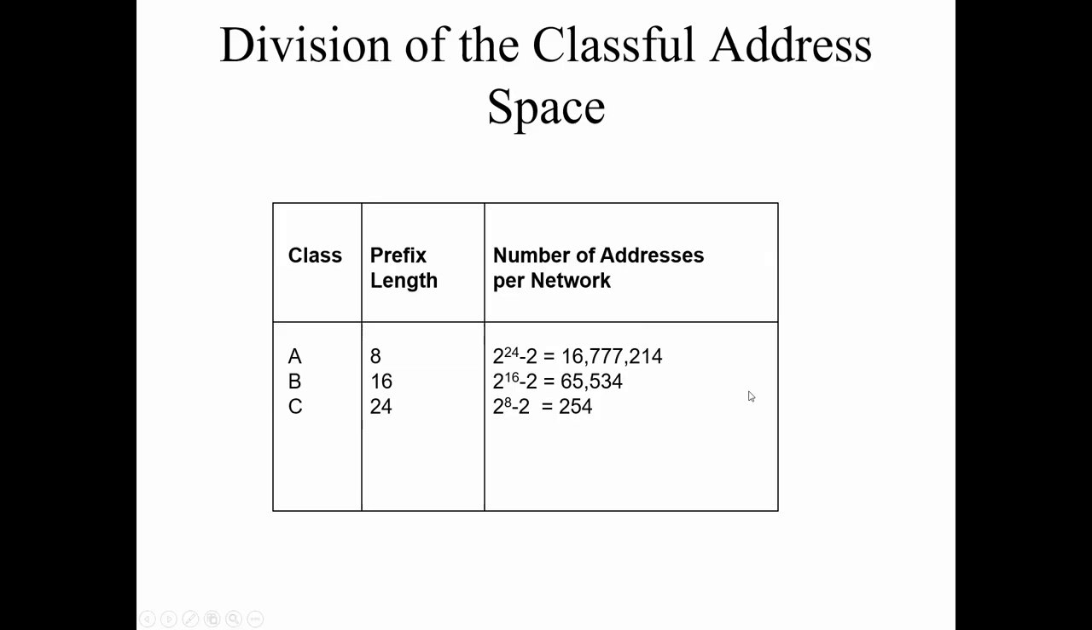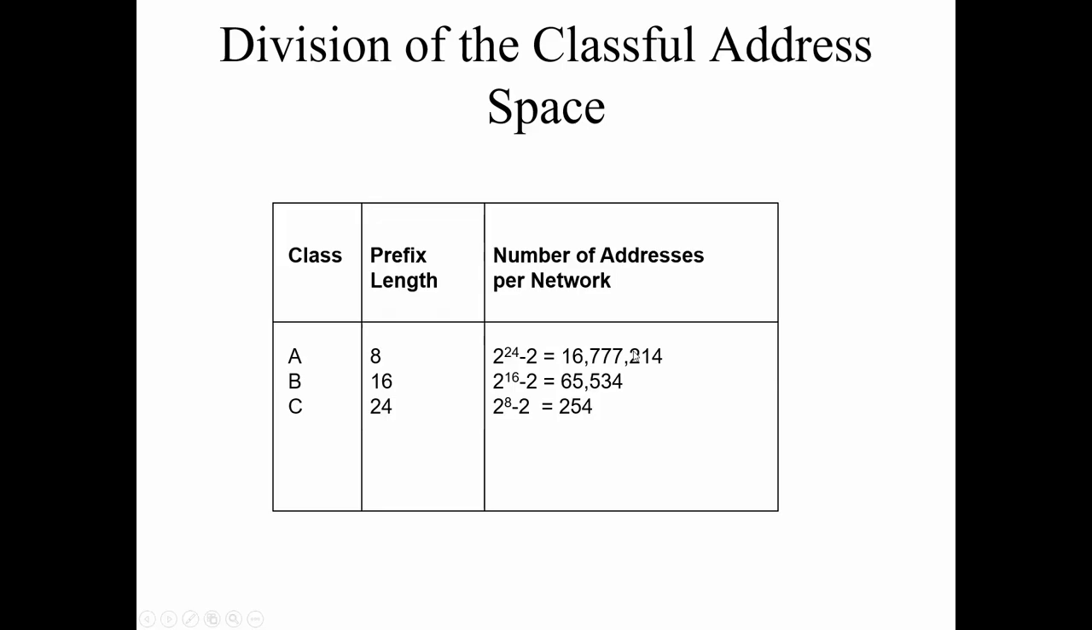16 million. Because we're going to take how many host bits there are. If there's 8 bits for the network, there has to be 24 bits for the hosts, minus 2, 1 for our broadcast, 1 for our network. And these are how many addresses that we could use for devices. Over 16 million for class A.